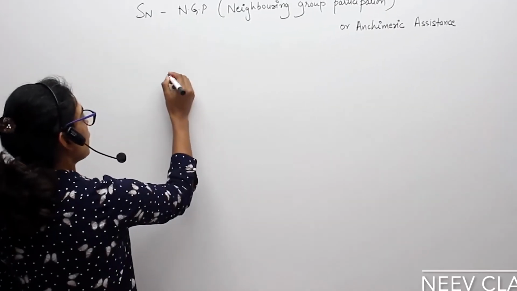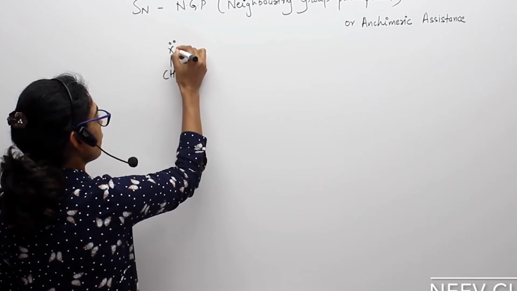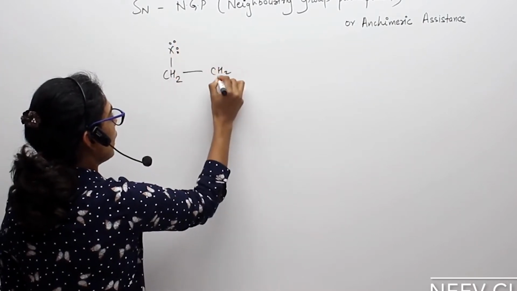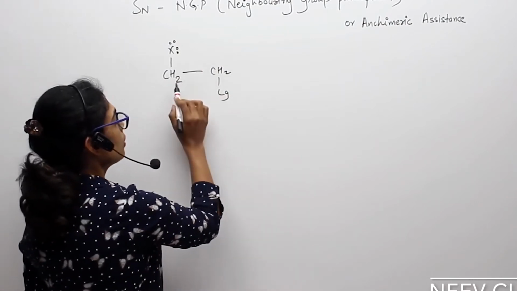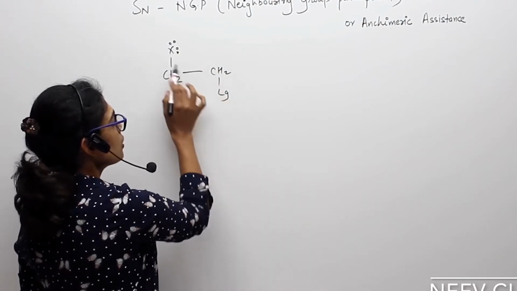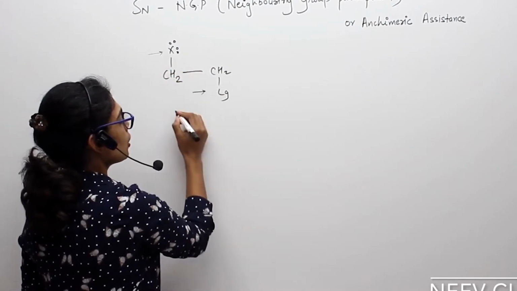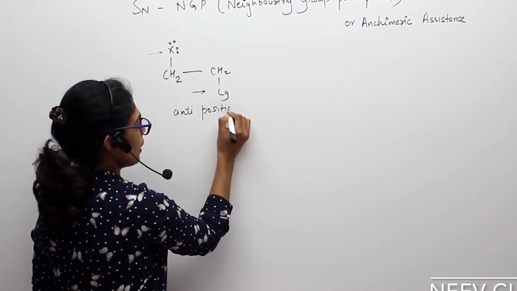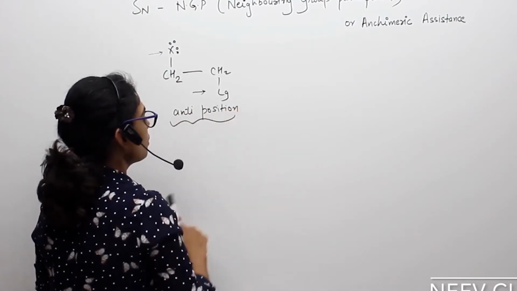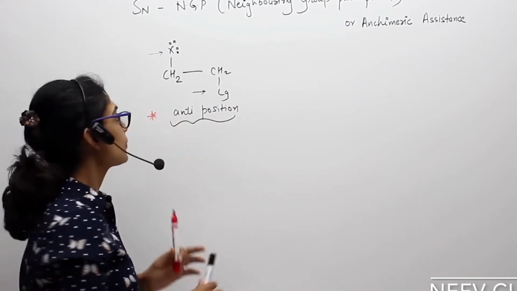Now let's say I have taken CH2X, CH2 and the other leaving group. So now when I'm talking about this molecule, first of all just note that this X and LG are in the anti-position with respect to each other. And this is one of the mandatory conditions for an NGP reaction to happen.